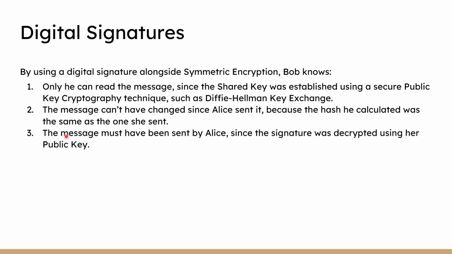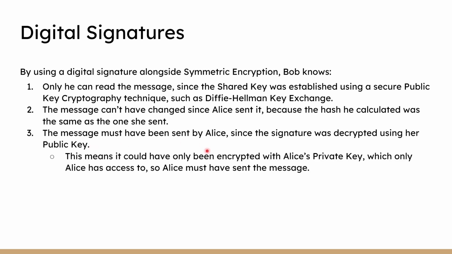And the message must have been sent by Alice because the signature was decrypted into the hash, which was the same, using her public key. And this means that it could have only been encrypted with Alice's private key, which only she has access to. So only Alice could have sent the message.